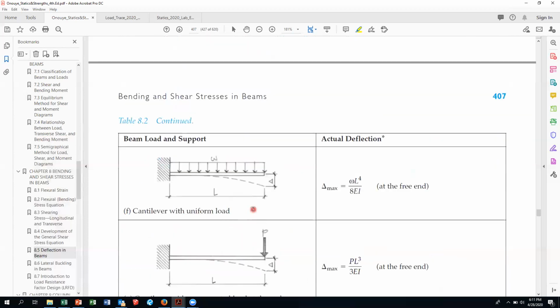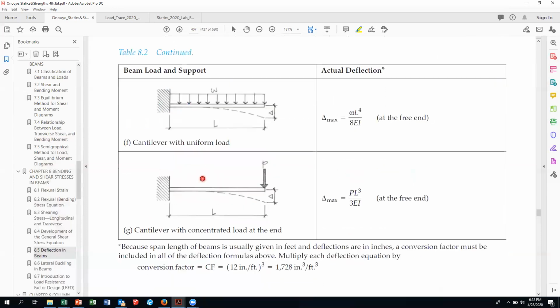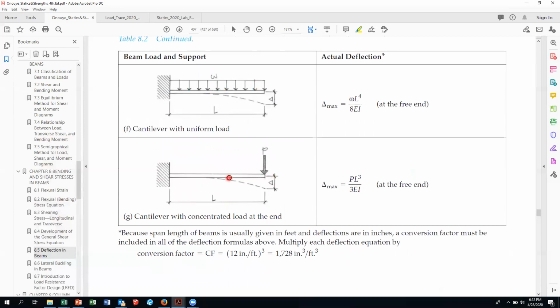And here are some other cases. Here's the cantilever that we talked about, and we might get to that on Thursday night. That's with a uniform load. I don't think we did one of those yet. Actually, we might have done a combined of the two. So those are pages 402 to 407.